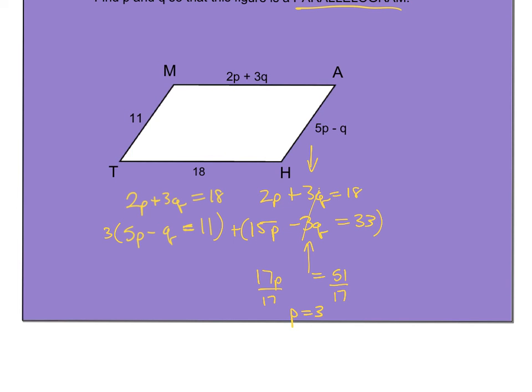So now to solve for q, I might keep this as is. Go 5 times 3 minus q equals 11. So 15 minus q equals 11. So negative q will then equal negative 4. Subtract 15 from both sides. So q then would equal 26. So q would equal 26, and p will equal 3.